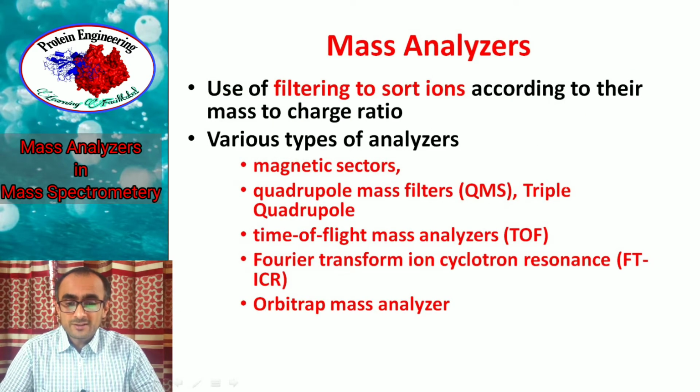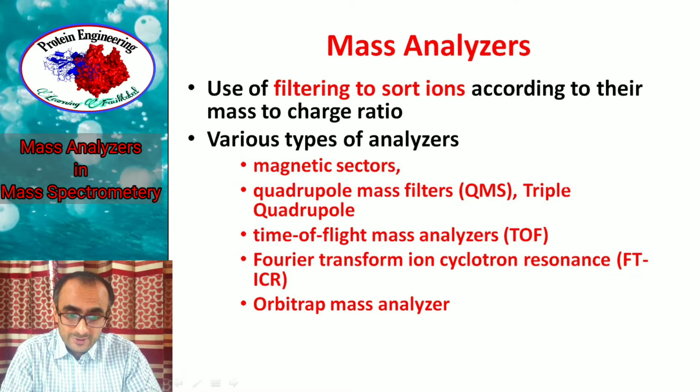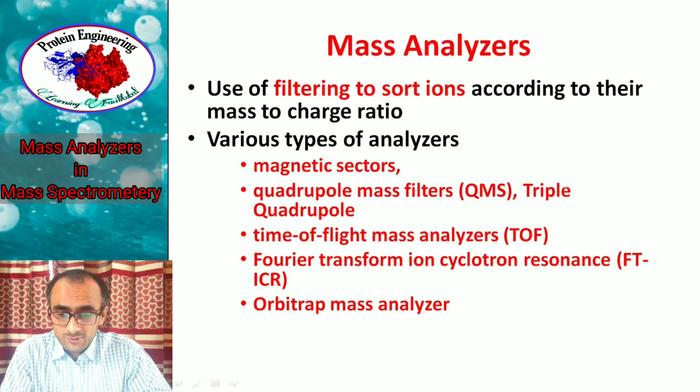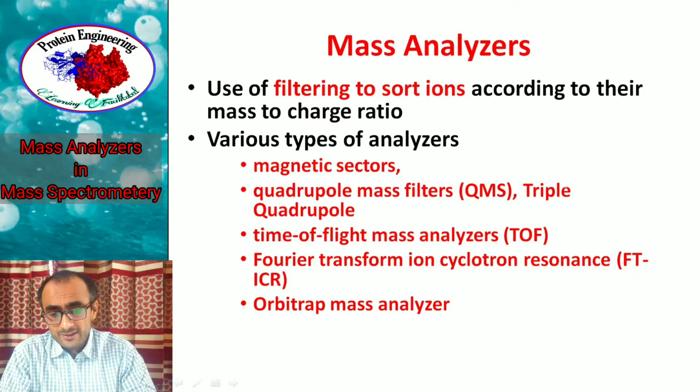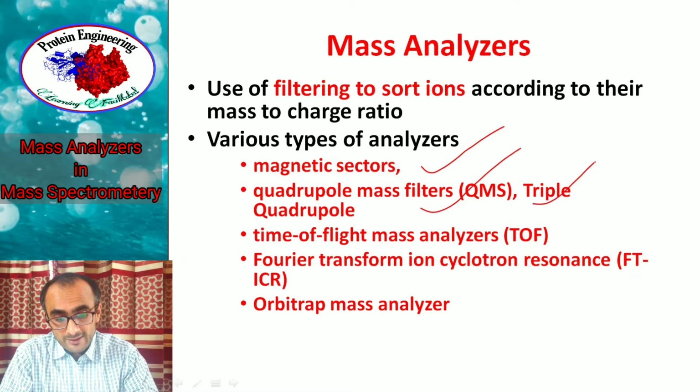The use of a mass analyzer is filtering and sorting of ions which are coming from the ion source after ionizing the analyte into a gaseous state. It filters and sorts ions on the basis of their mass to charge ratio, also called m/z values, and there are different types of analyzers available in different spectrometers. For example, the simplest ones are magnetic sector or quadrupole mass filters. Then you have triple-quadrupole, then time of flight analyzers, then Fourier transform ion cyclotron resonance (FTICR) mass analyzers, and Orbitrap mass analyzers.